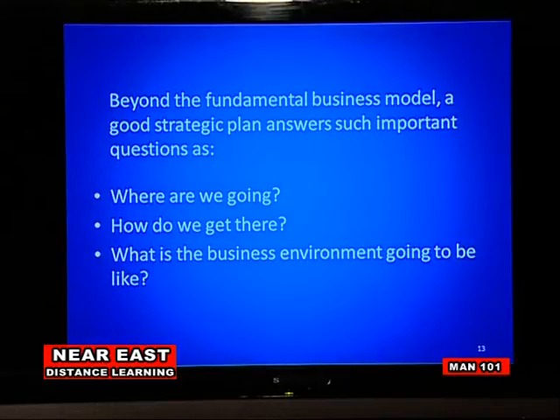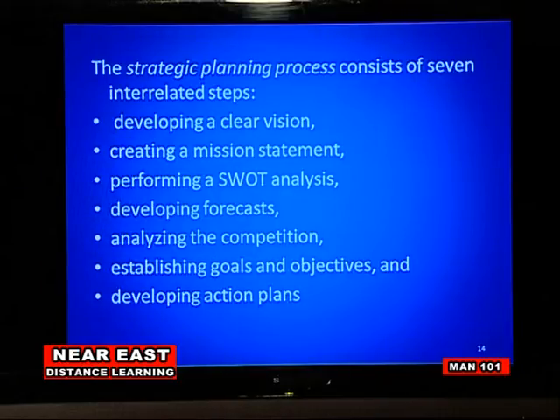Beyond the fundamental business model, a good strategic plan answers such important questions as: where are we going? And how do we get there? What is the business environment going to be like? The strategic planning process consists of 7 interrelated steps: developing a clear vision, creating a mission statement, performing a SWOT analysis, developing forecasts, analyzing the competition, establishing goals and objectives, and developing action plans.